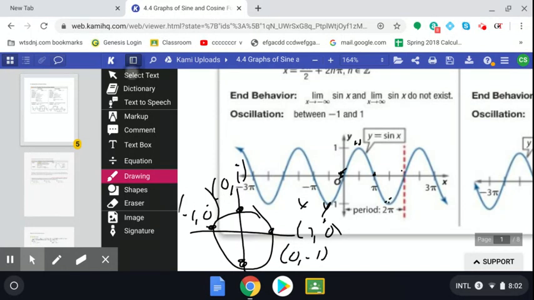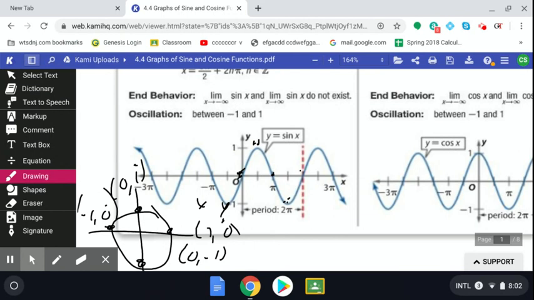For cosine, if you look over here, cosine 0 is 1, and then cosine pi over 2 is 0, and then cosine pi would be negative 1, and then cosine 3 pi over 2 would be 0 again, and then it just keeps repeating itself over and over again.